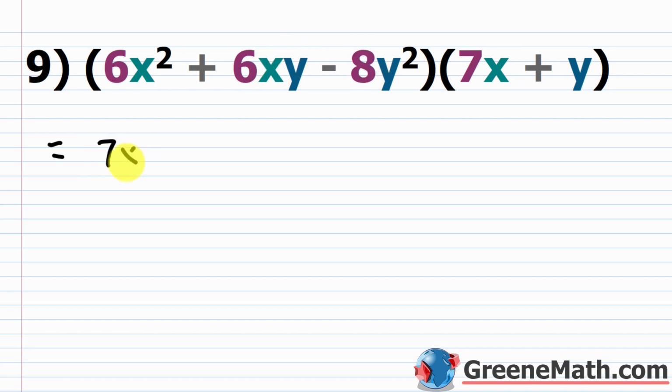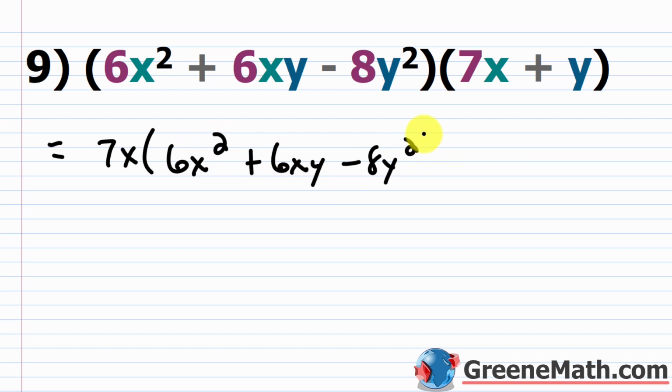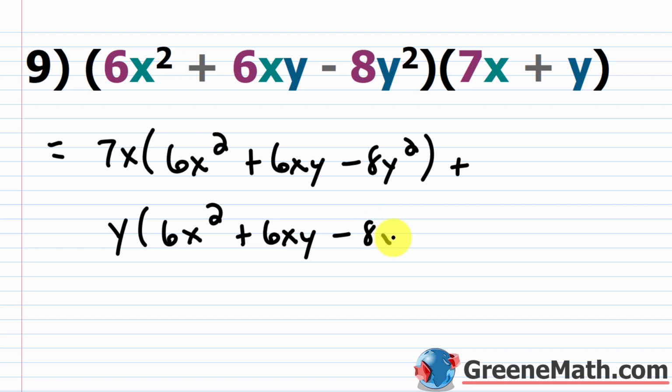So I'm going to take 7x and multiply by the quantity 6x squared plus 6xy minus 8y squared. Okay. Then I'll go plus, I'll have this y. Let me do this down here. It's never going to fit. So y multiplied by 6x squared plus 6xy minus 8y squared.